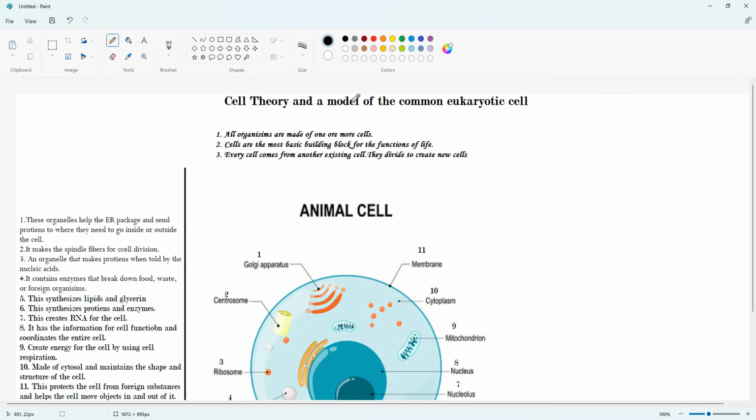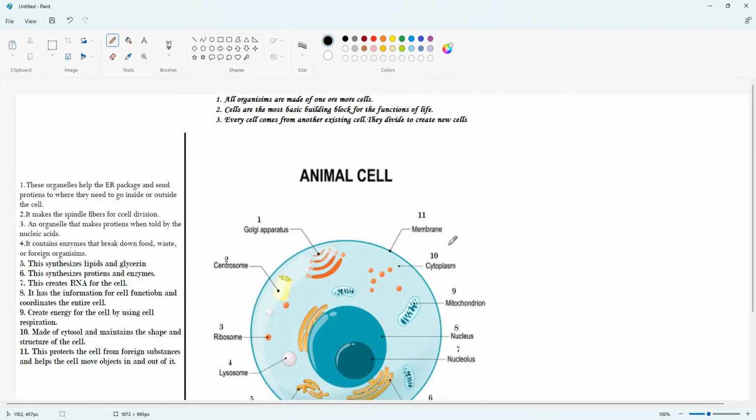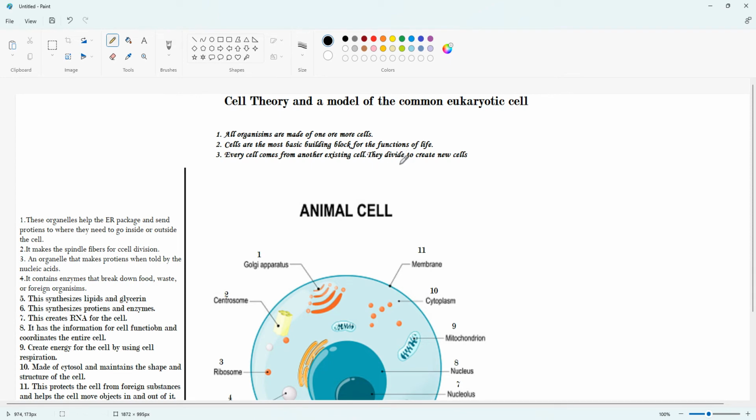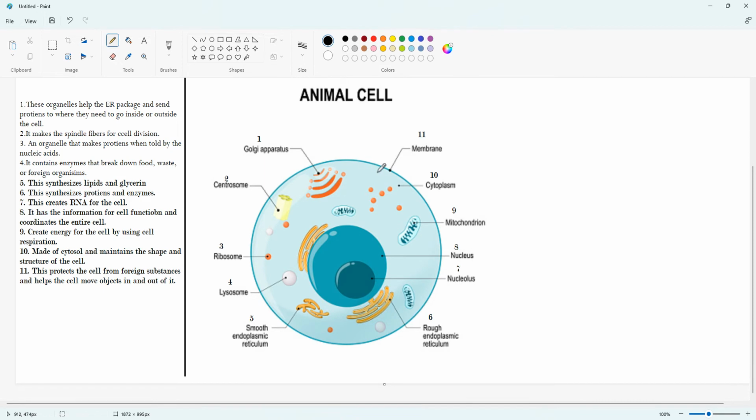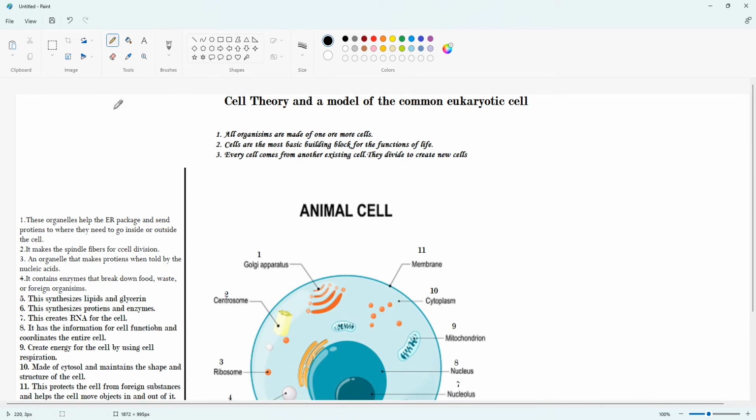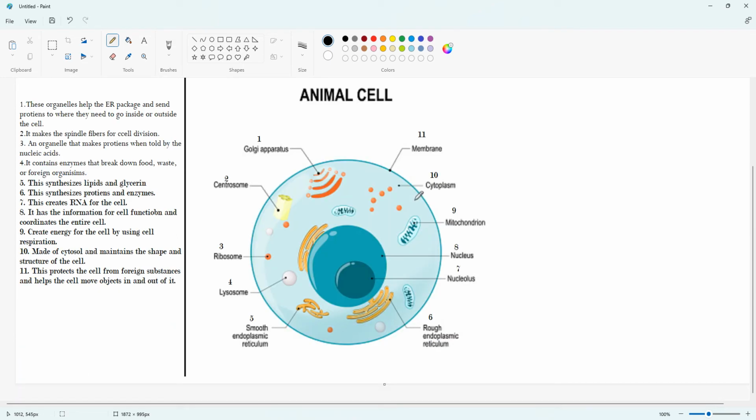So, all organisms are made of one or more cells. This is a cell. Cells are the most basic building block for the function of life. And every cell comes from another existing cell, and they divide to create new cells. So that is a bunch of laws about these cells. Now I'm going to talk about an animal cell. There's also plant cells, but the only thing that they have that animal cells don't is an organelle called a chloroplast. So let me talk about this.